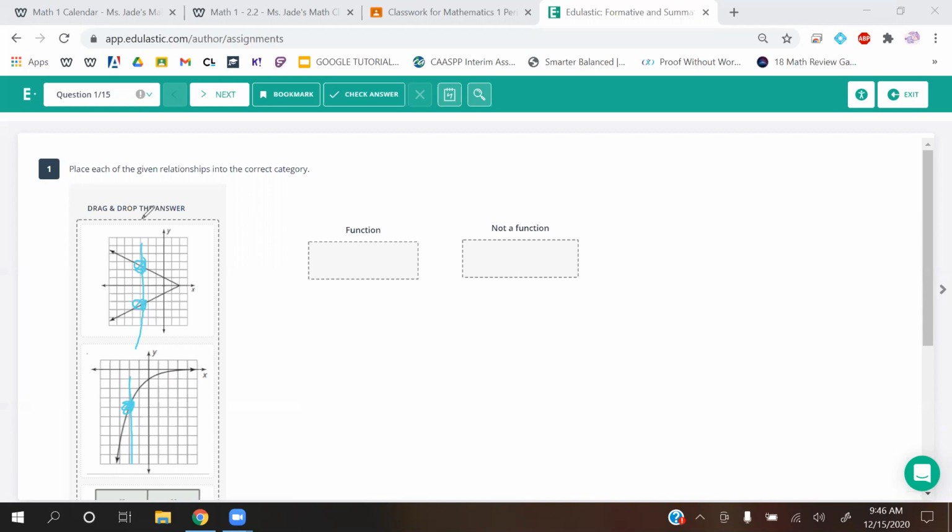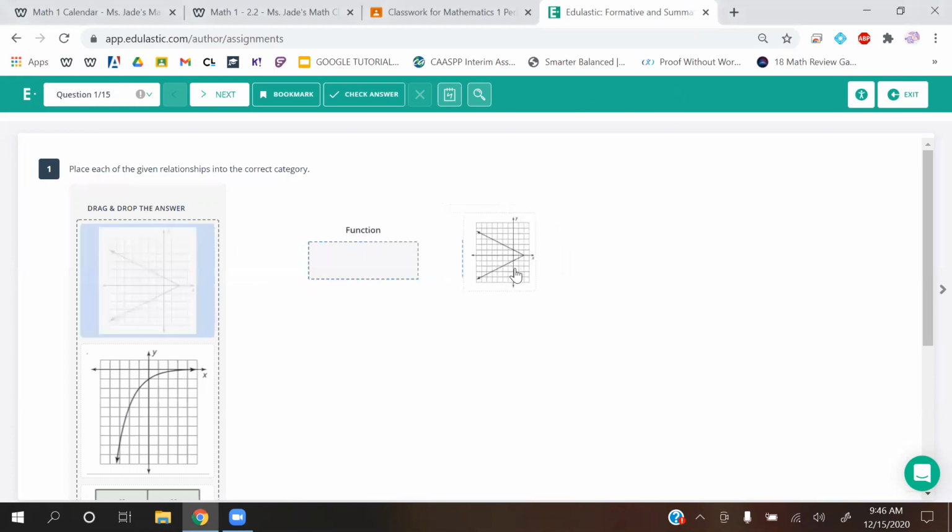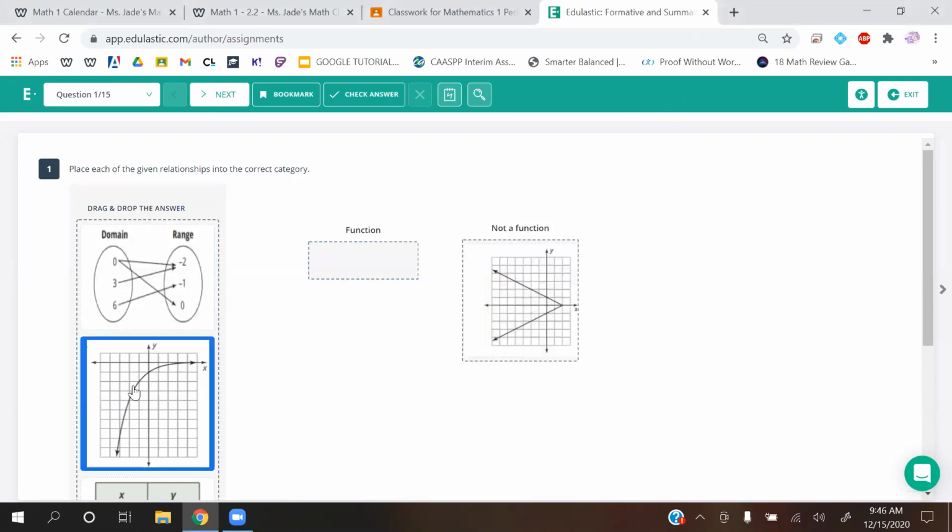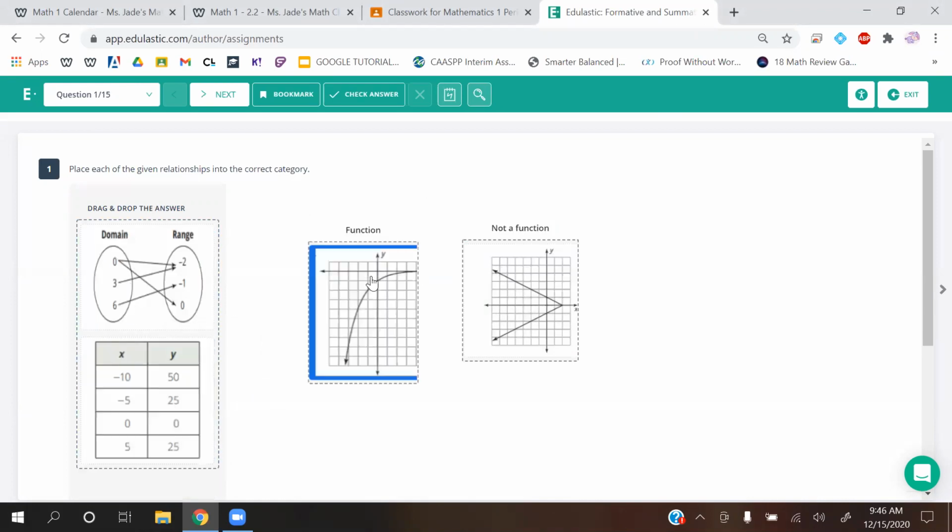I am going to drag these into their boxes now, but I have to clear the screen first. That's the way annotating works. I have to clear the screen and then drag them in. So first one, not a function. Let me drag it in. Not a function. And I don't know why that shifted like that, but the second one is a function, okay?